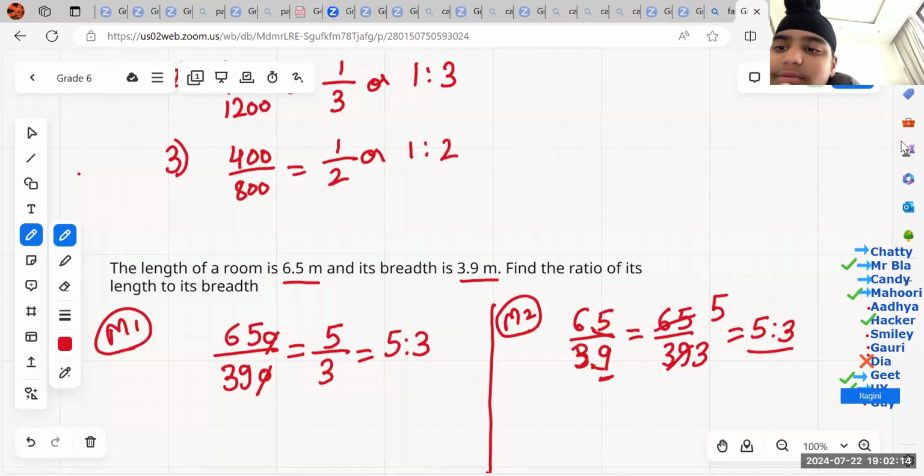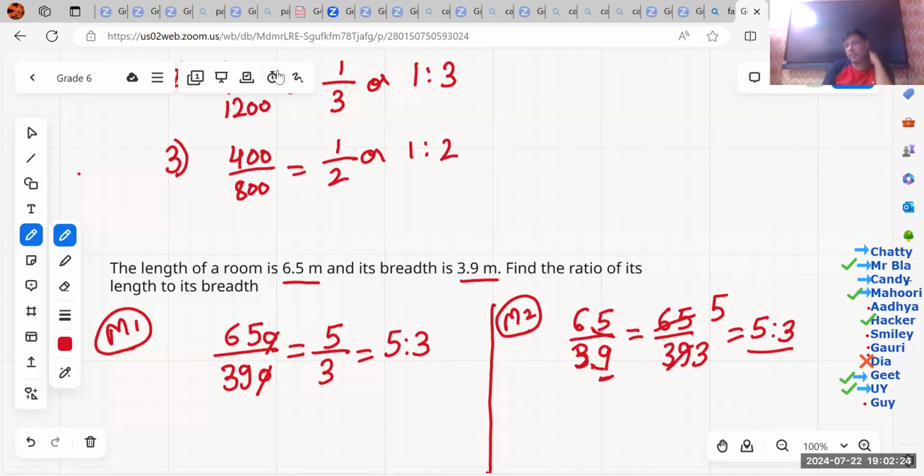Sir, can we please have a break? Can we write this as 0.5 is to 0.3? No, beta, we have to give it in whole numbers. The question can give you anything. They can give you mixed fractions, decimals, or fractions. But you have to write it in full.